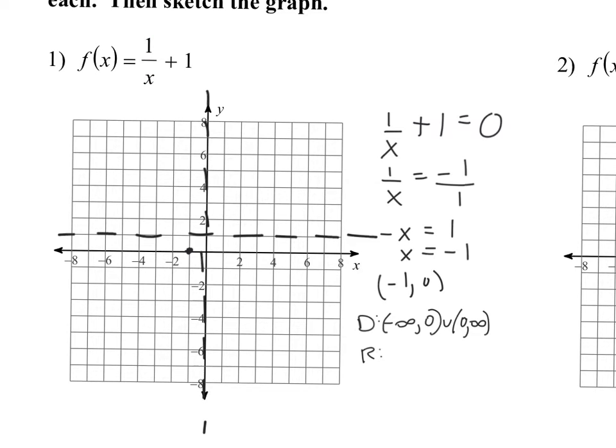So if this can't be 0, you can't get plus 1, which means you can't really get 1 for this whole thing. Because if this can't be 0, how could the answer be 1? The only way to get 1 would be plus 1. You'd need 0 here, and you can't get that. So the range is everything except 1. You also get that by looking at the horizontal asymptote. It is at 1, and so the graph is not going to exist at that spot.